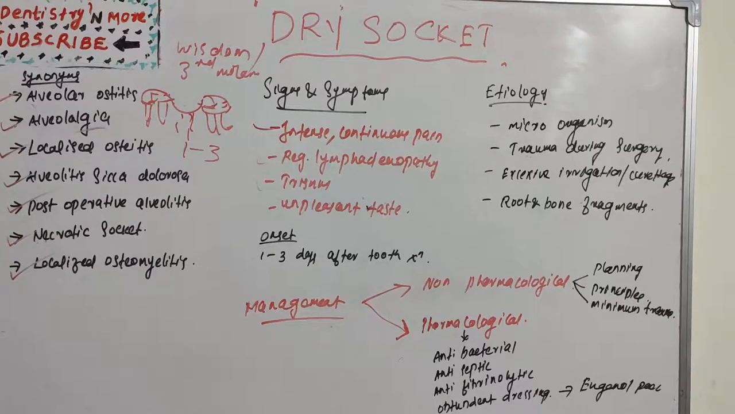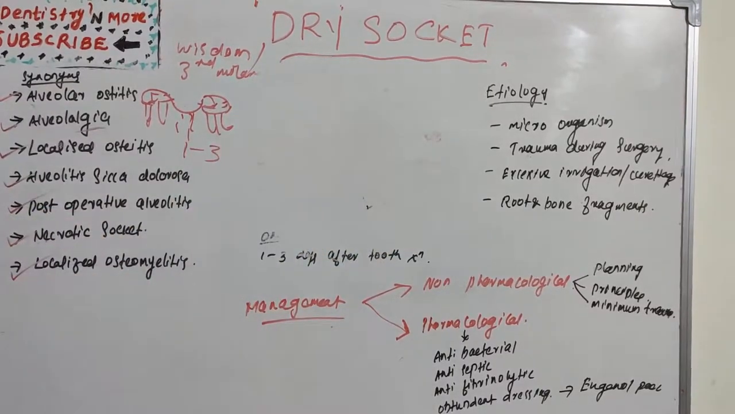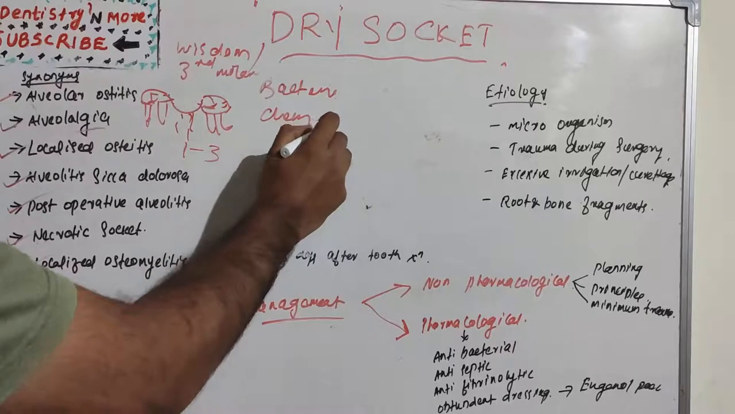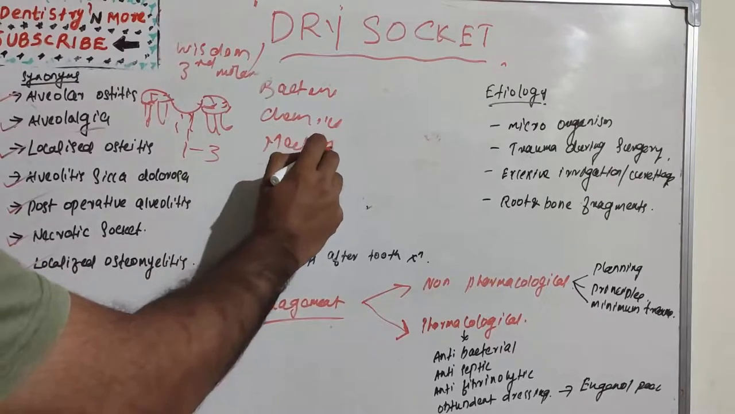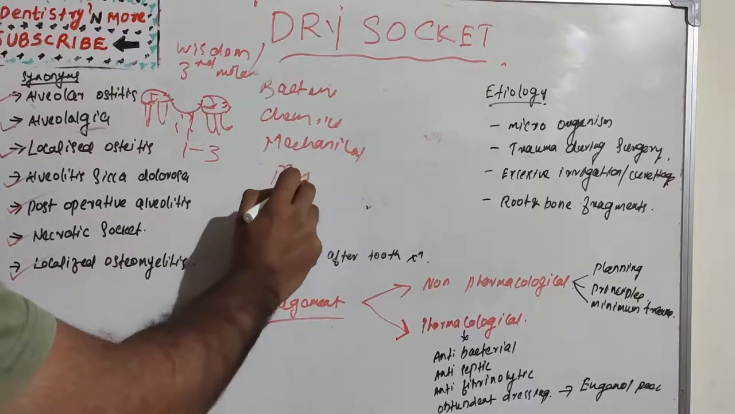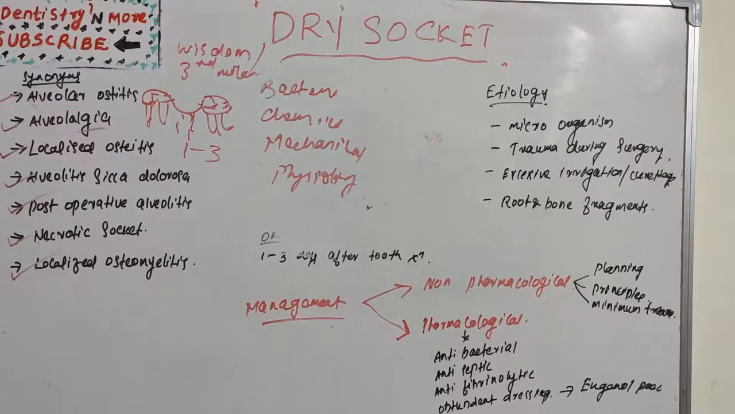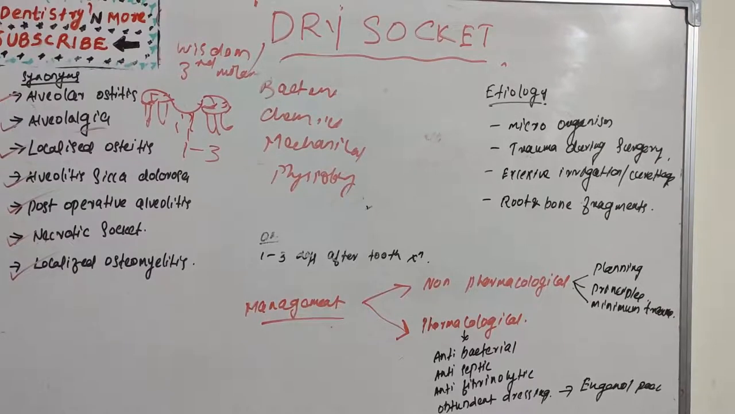So what are the causes of dry socket? There are various causes like bacterial causes, chemical causes. So it could be bacterial, chemical, mechanical, and physiological. Okay, so bacterial means if there is a pre-existing infection present in the mouth prior to the dental extraction, such as if the patient has periodontal disease or any pericoronitis, which can prevent proper formation of the blood clot. And also certain oral bacteria can cause the breakdown of the clot.